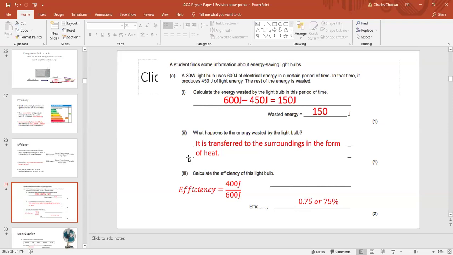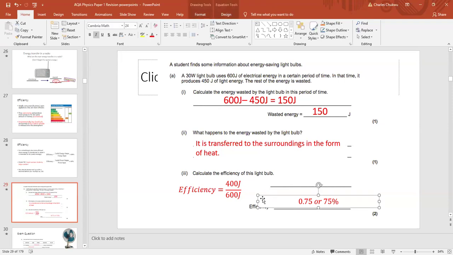The next question says, calculate the efficiency of this light bulb. I think this should actually be 450 over 600 times 100 over 1. Okay, can we confirm that calculation? 450 divided by 600, please. Can you use your calculator and help us confirm it? Yeah, 0.75. Okay.